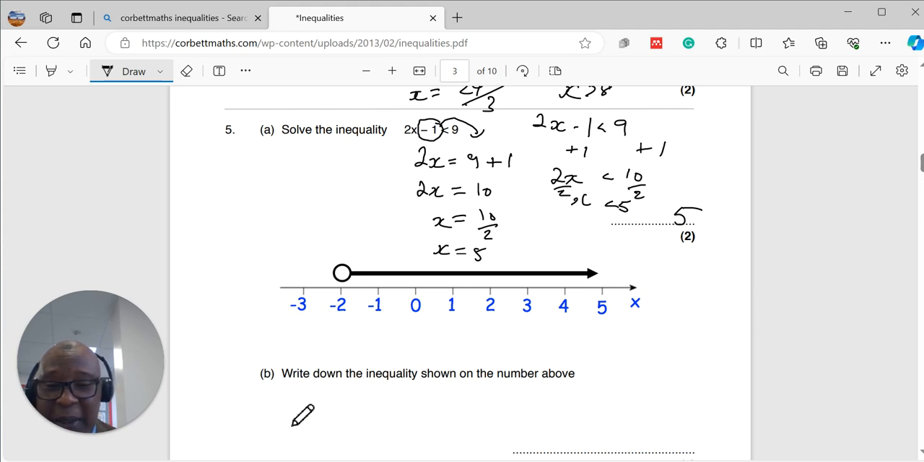Part B, write down the inequality shown on the number line. Well, let's go to where we have our open circle, and our open circle is at minus 2. So that's our starting point. But now the question is, is the circle open or closed? Well, you can see it's an open circle, which means that it does not include the number it's at. So x must be bigger than negative 2.